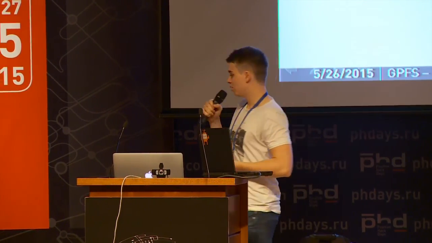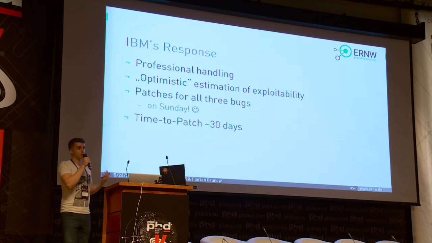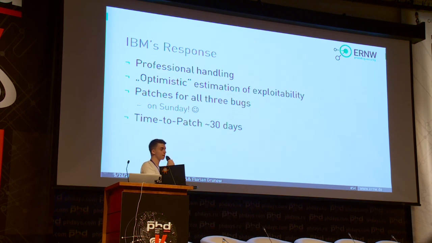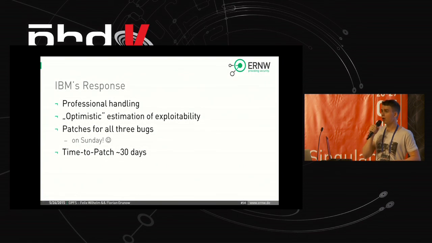And so we have to say something to IBM's response. It was a really professional handling of this whole stuff. They still have like this optimistic estimation of exploitability, but they released really working patches for all these 3 bugs. They even released them on a Sunday, so they really spent some time doing this. And they needed like 30 days from our report to the day they released the patches, which is in our impression really impressive.